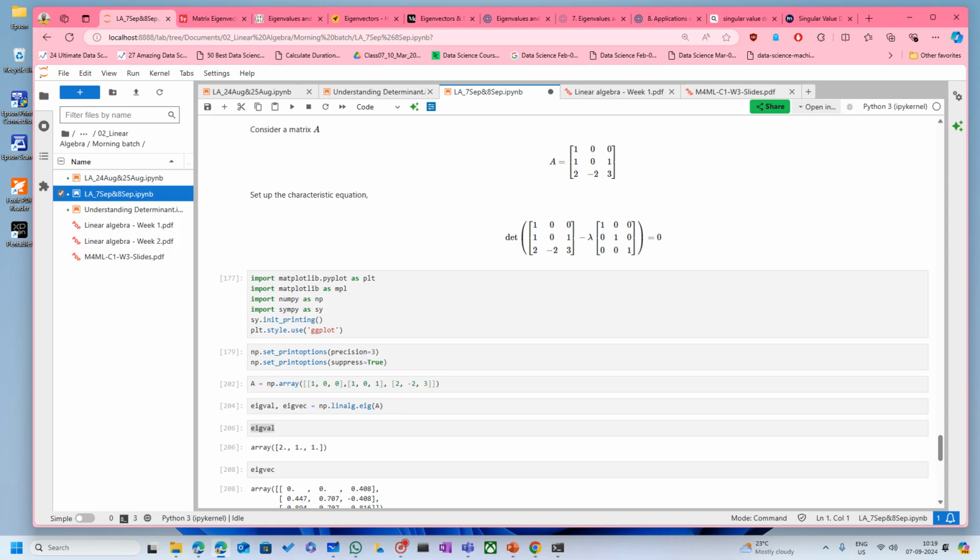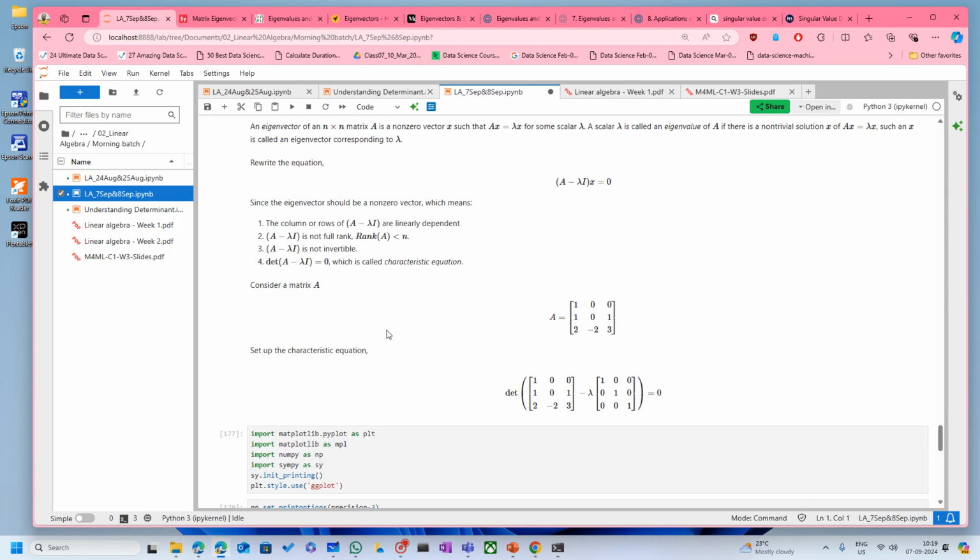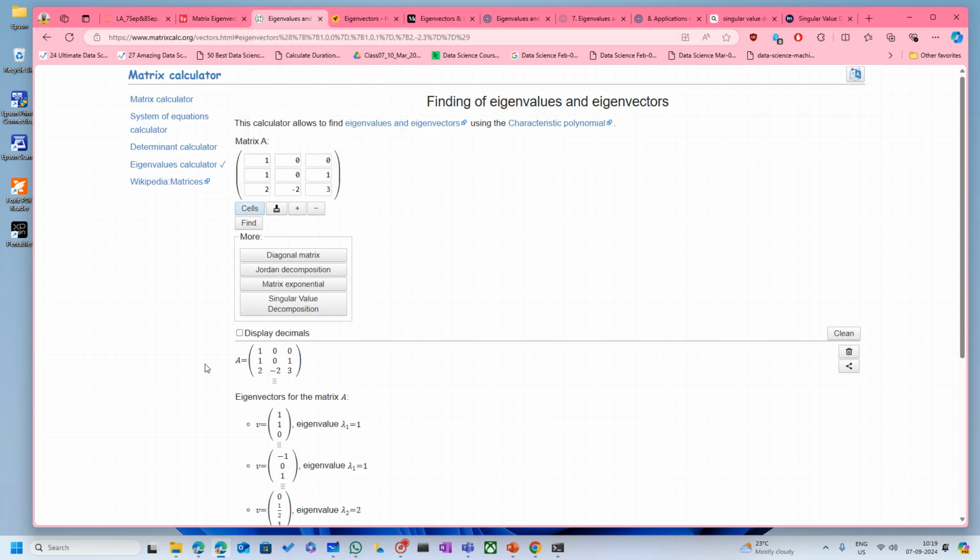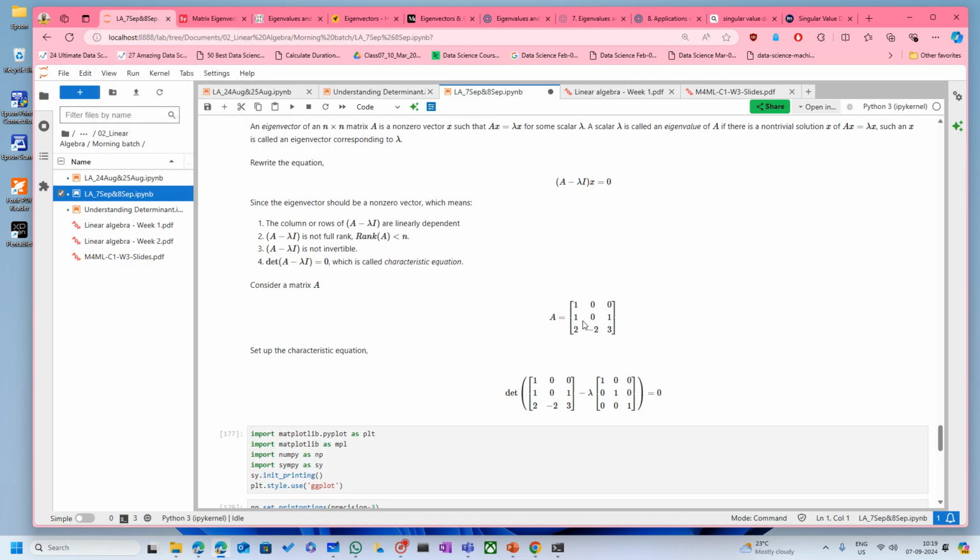Why is this not equal to 0? Anyway, for this particular matrix, it's not coming as 0. But let me calculate for the same matrix on the tool, and then we will compare the results.